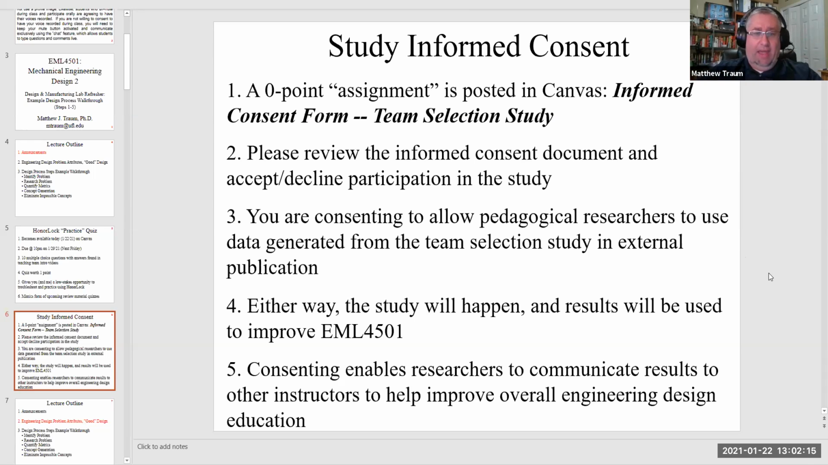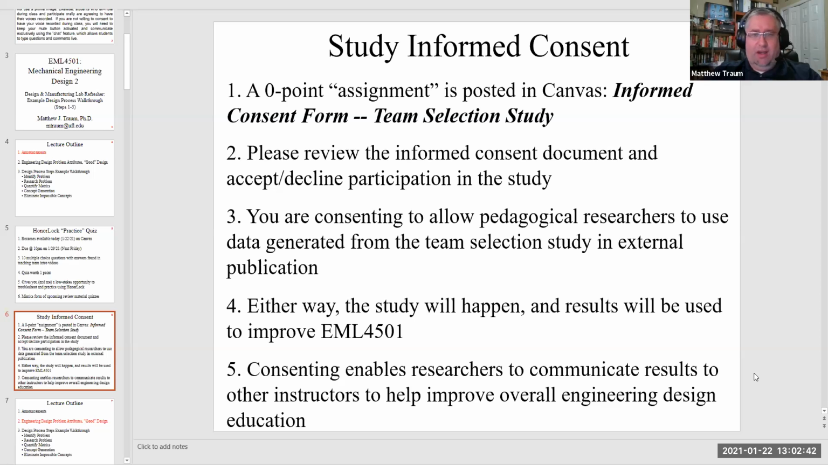And so I would really appreciate if you guys would please consent, because what that allows us to do then is start to write papers that get published in peer-reviewed journals and conferences that allow other people who teach design or large enrollment design classes to use what we learned through this study in their own team selection process. So it helps us make engineering education better for the overall community.